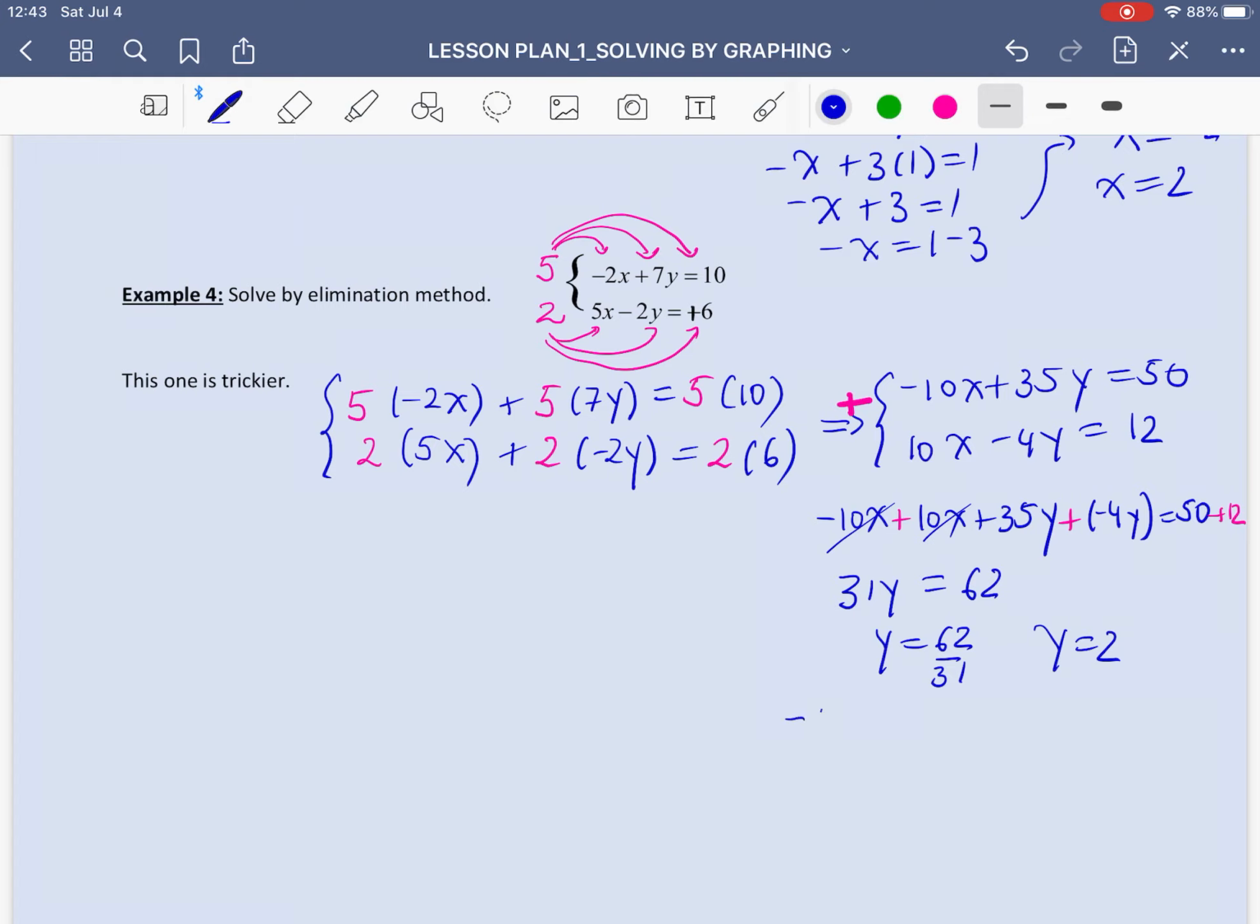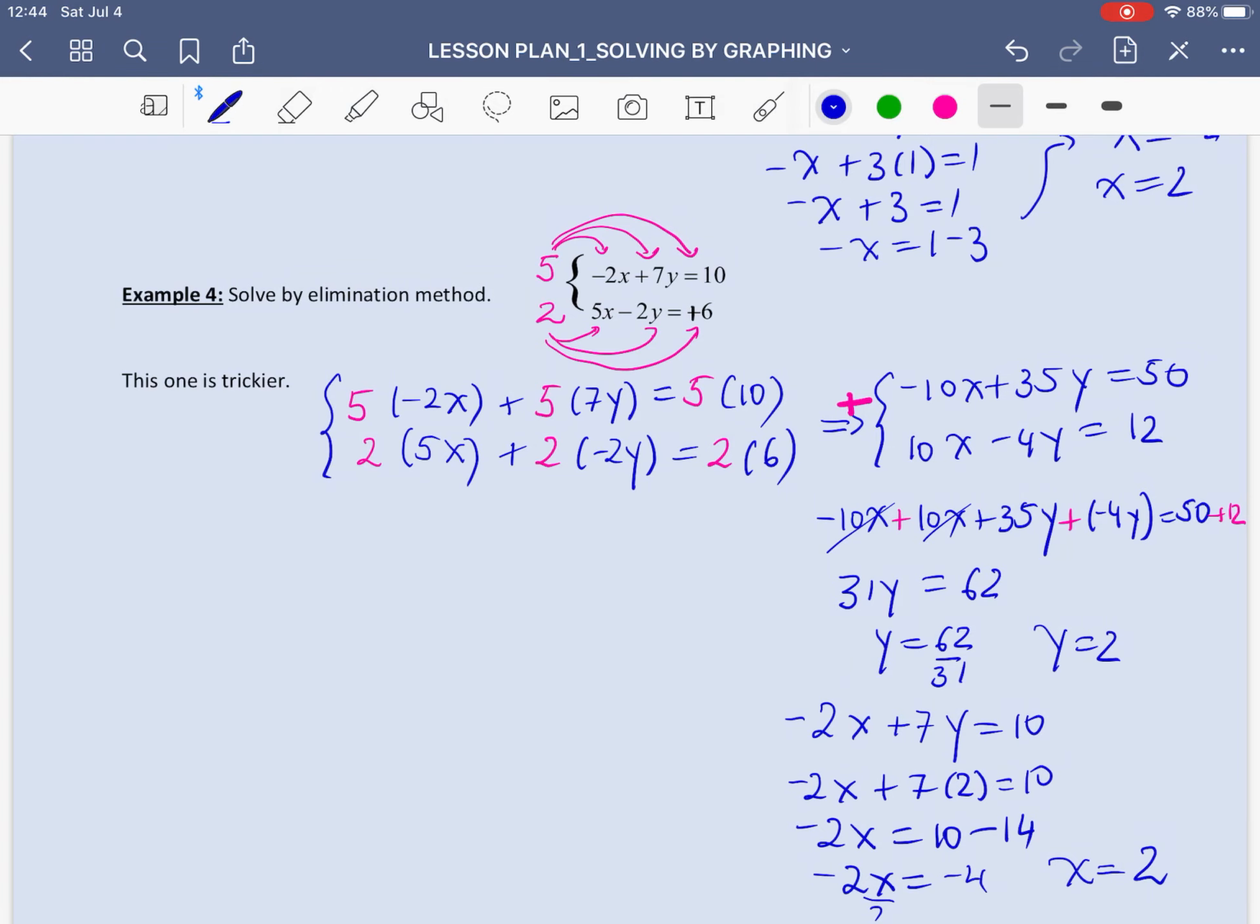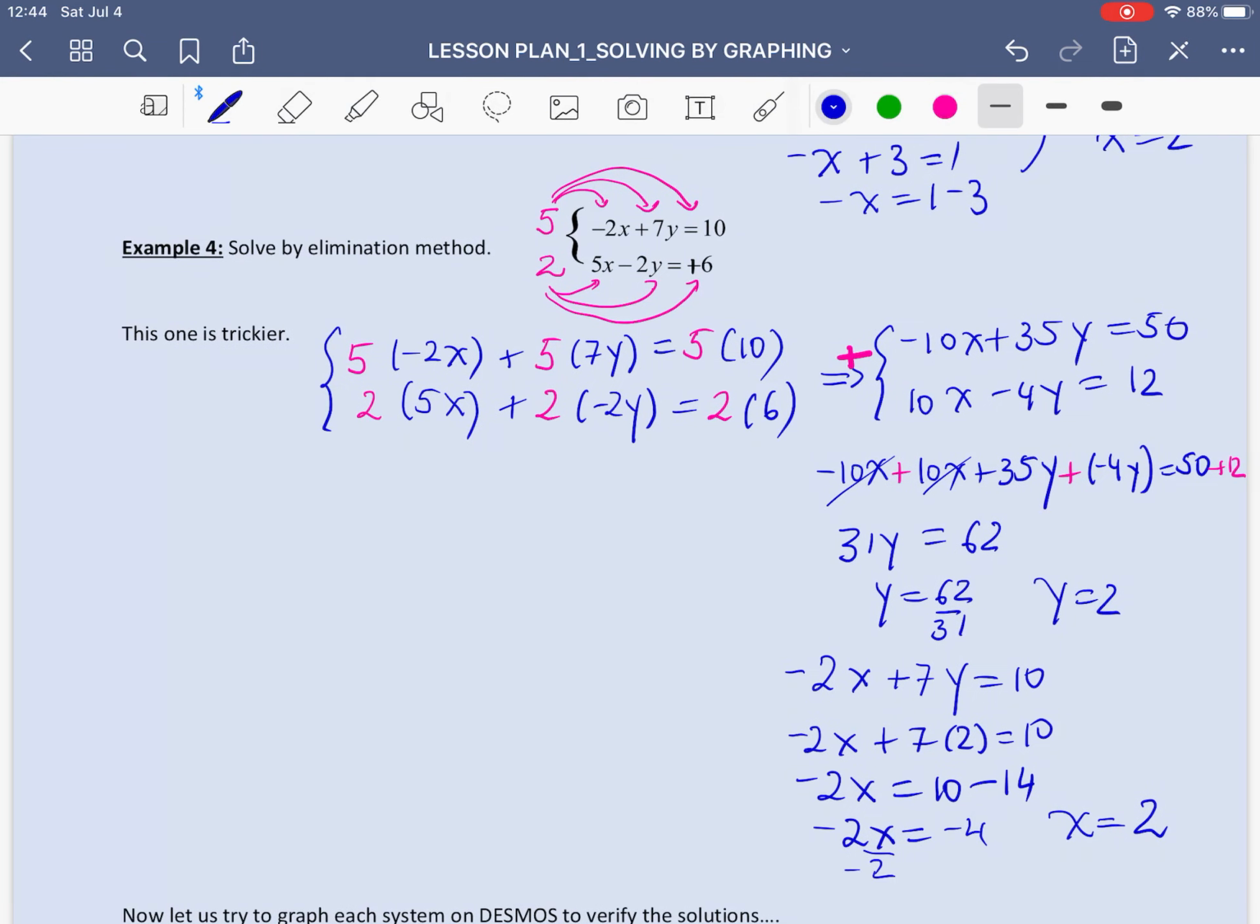If y equals 2, what's x? Let's use either equation. I'm going to use the first one, negative 2x plus 7y equals 10. Negative 2x plus 7 times 2 equals 10. Negative 2x equals 10 minus 14, and x equals positive 2. That's negative 4 over negative 2, right? So we're going to say that the solution to this system is x equals 2 and y equals 2 as well.